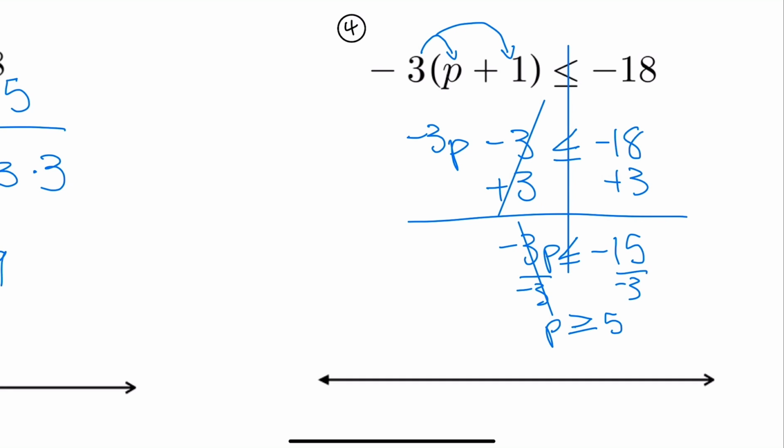Okay, so let's graph that. We're going to start at 5, and then we're going to look at that sign. So we have greater than or equal to. Since we have that equal to sign, we're going to have a solid circle right here. And then we're going to go in the greater than direction, which is this way.